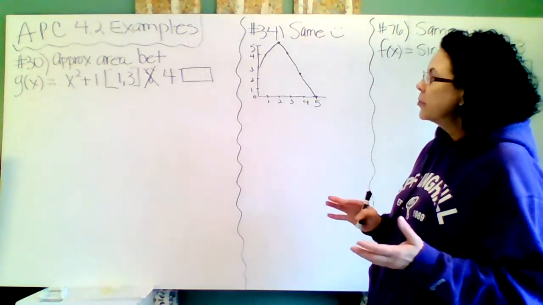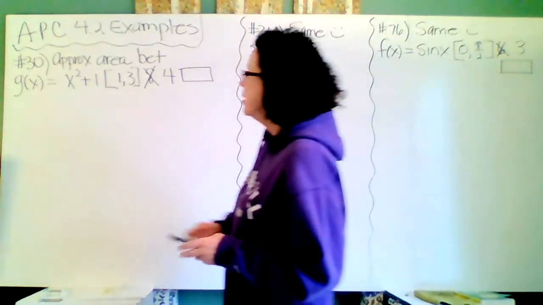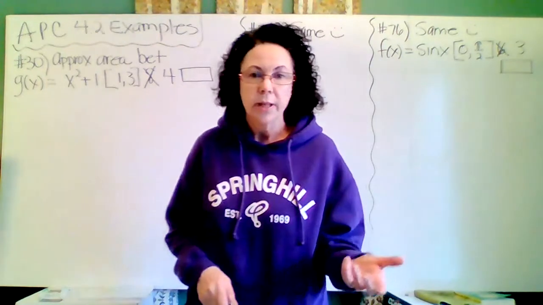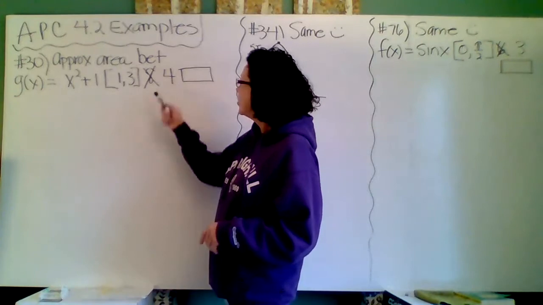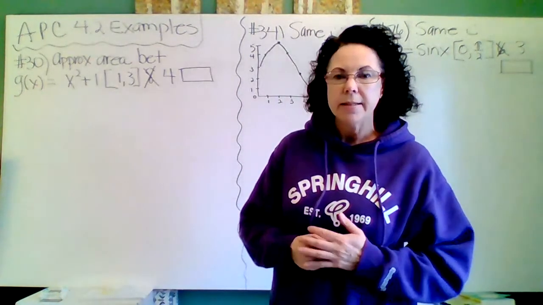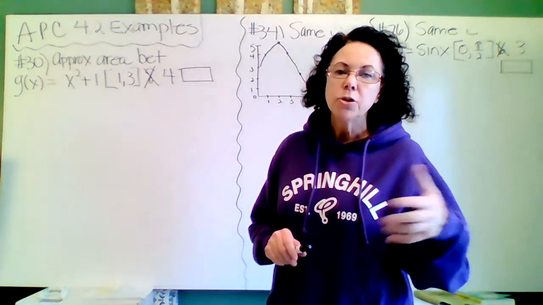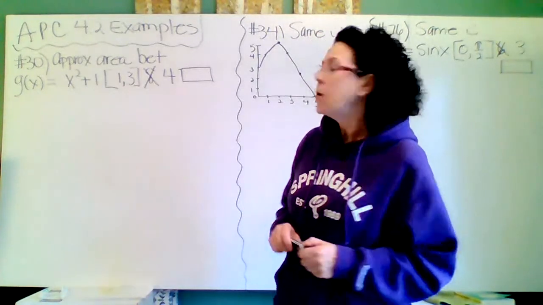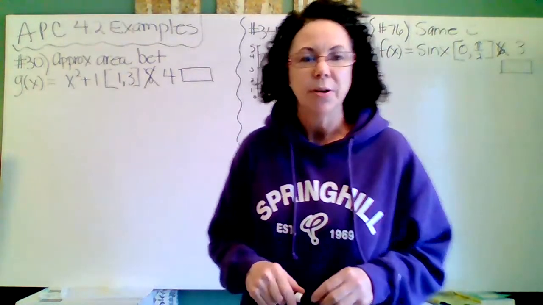So on number 30, the book is asking us to approximate the area between the function g of x equals x squared plus 1. Of course, you know what that looks like. Between x's of 1 and 3. They do ask for 8 rectangles, but they won't really do that on the AP exam. That's too many rectangles, and you would be spending too big of a portion of the AP exam just doing simple calculations. So it would be something more like 4 rectangles. And so that's what we're going to work on.